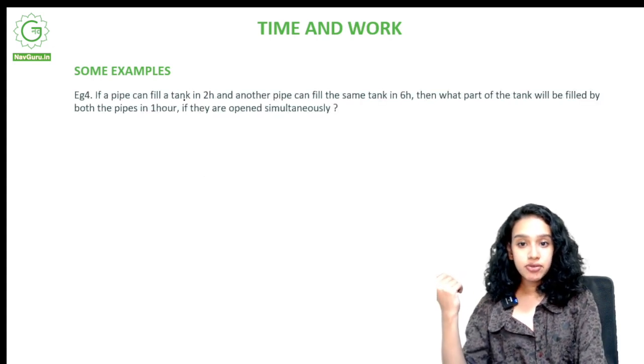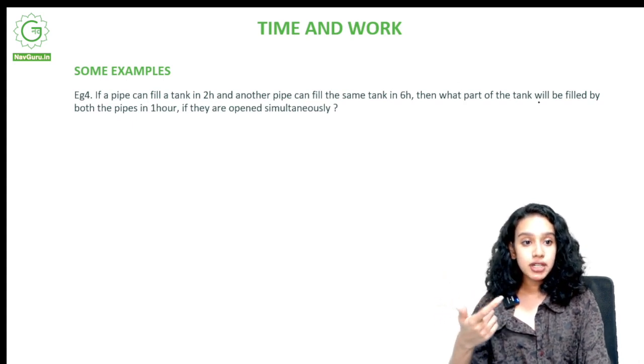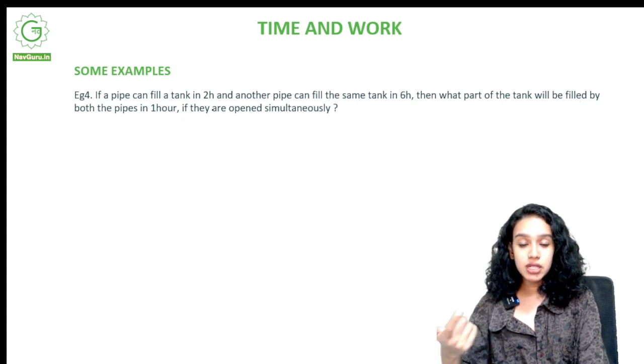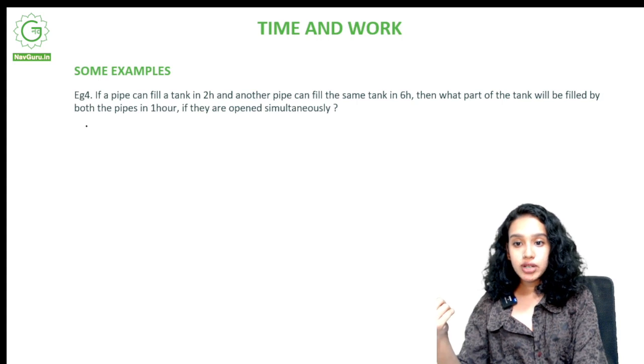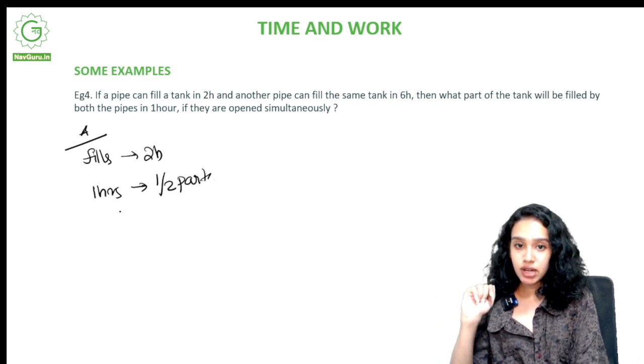If a pipe can fill a tank in 2 hours and another pipe can fill the same tank in 6 hours, then what part of the tank will be filled by both the pipes in 1 hour if they are opened simultaneously? Okay, so first pipe, let's consider the pipe A. This fills the tank in 2 hours. So in 1 hour, it fills half of it, right? Half part of the tank is filled in 1 hour.